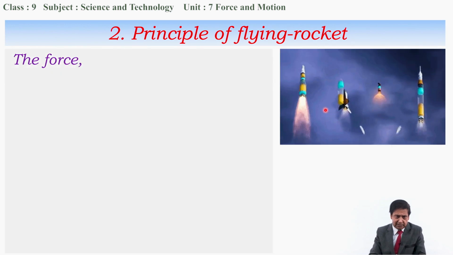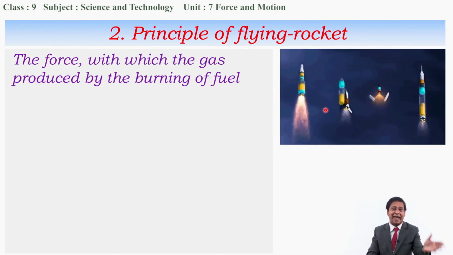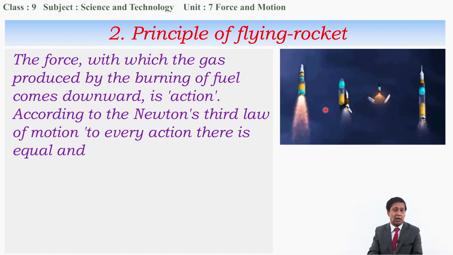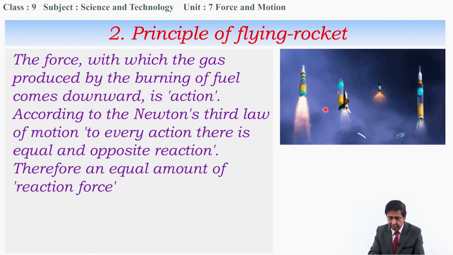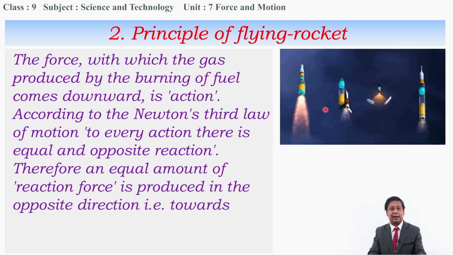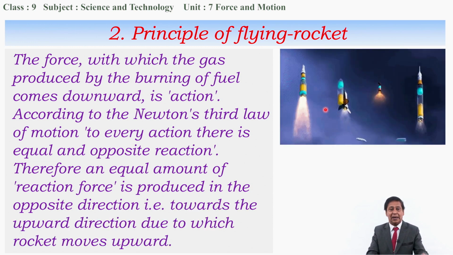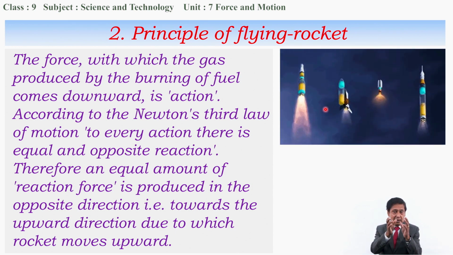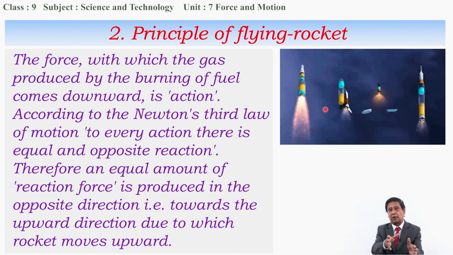We can explain it this way. The force with which the gas produced by the burning of fuel comes downward is action. According to Newton's third law of motion, to every action there is equal and opposite reaction. Therefore, an equal amount of reaction force is produced in the opposite direction, that is towards the upward direction, due to which a rocket moves upward. This way we can relate Newton's third law of motion in the case of a flying rocket.